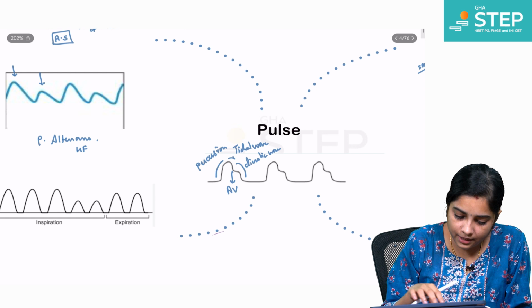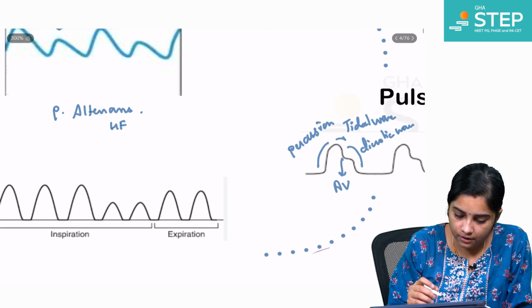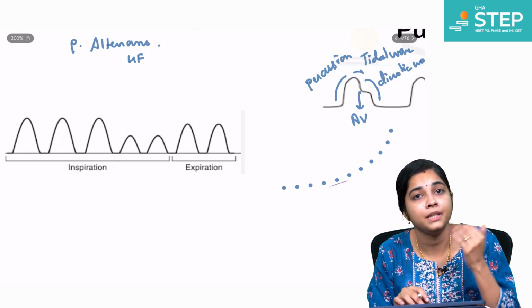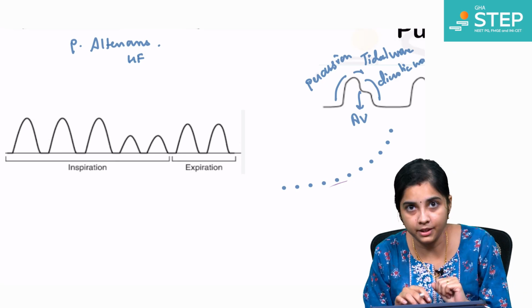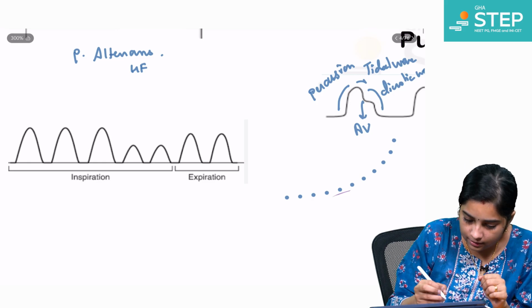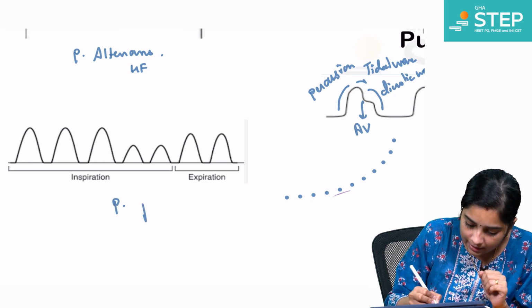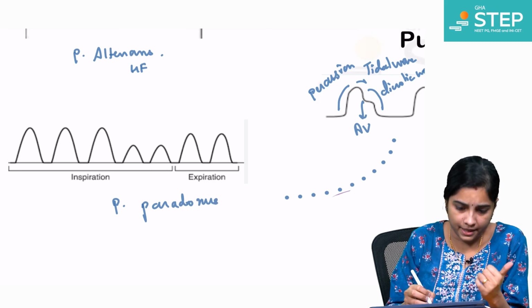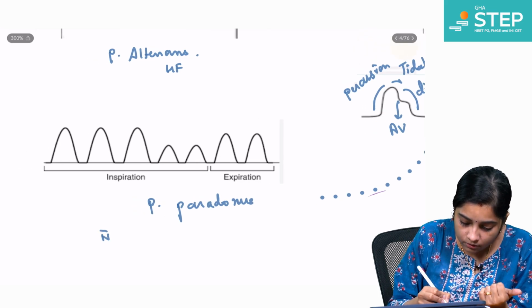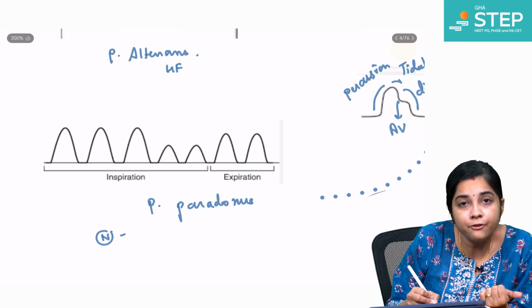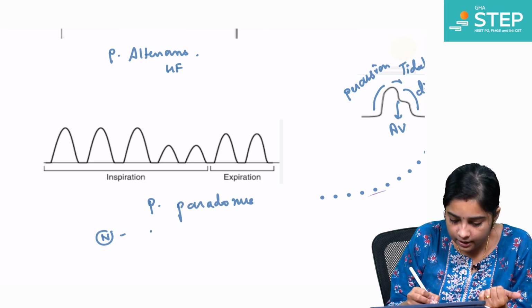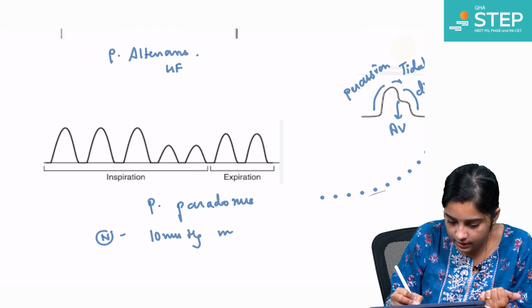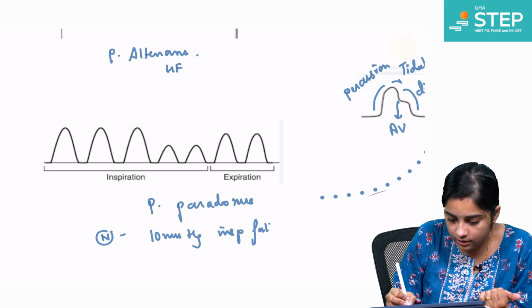Okay, what is this pulse wave? As you can see, there is some variation that is happening during inspiration as well as expiration. So what is this? You can easily guess this is pulsus paradoxus. So what is pulsus paradoxus? Normally there is an inspiratory fall in the blood pressure by up to 10 mm of mercury. So there is an inspiratory fall in the blood pressure.